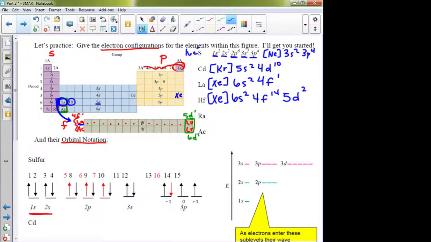I feel like we're getting good at this. So let's do Ra. Where's Ra? Here it is, right here. What's the noble gas that occurs before Ra? Rn, radon. So I'm going to put Rn in brackets. And what happens after Rn? 7s2.